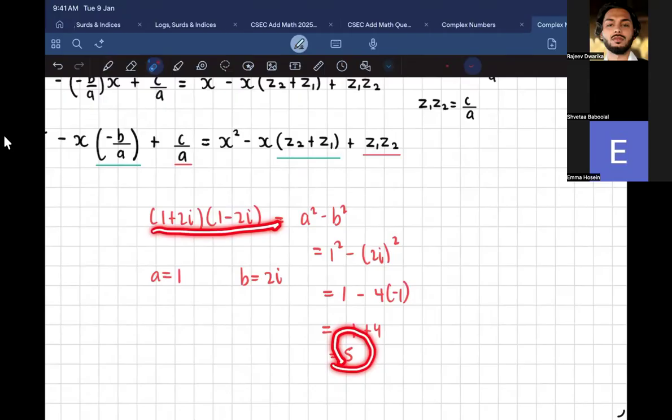A real number. So I hope everything is making sense. If you have complex roots, they're going to exist as conjugate pairs.